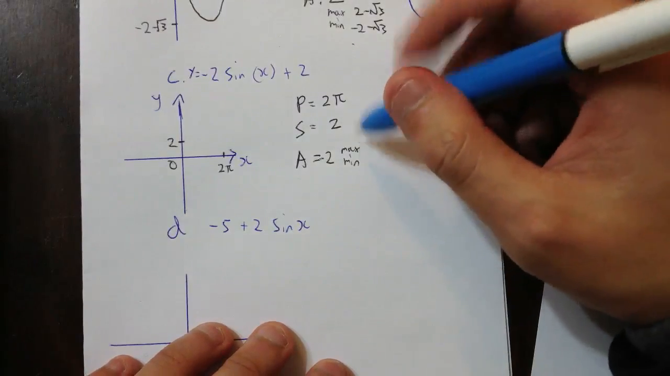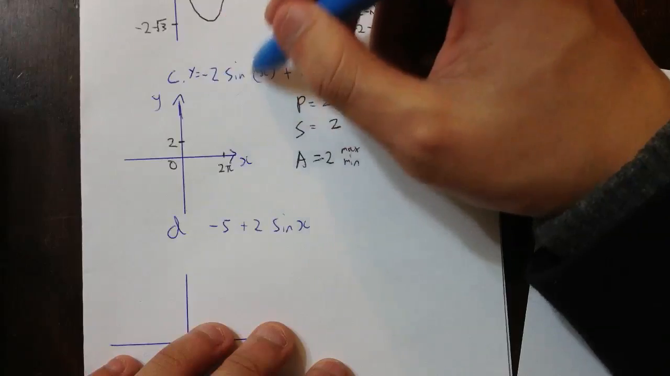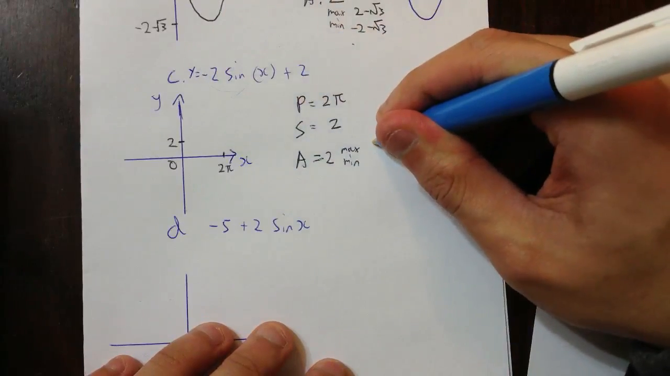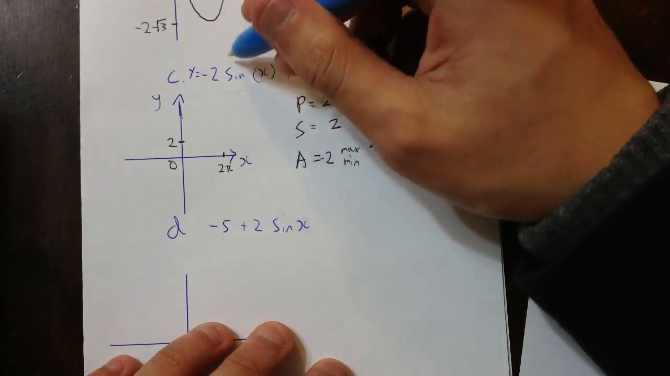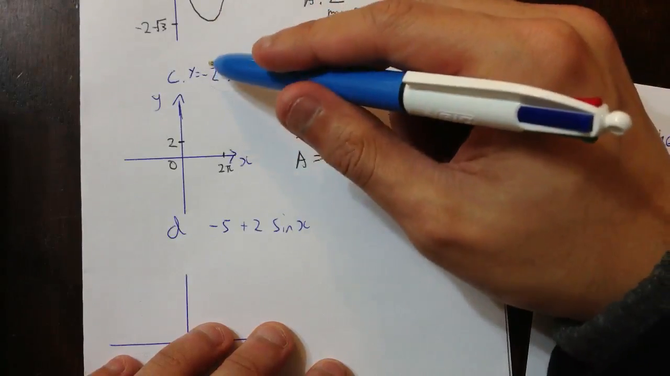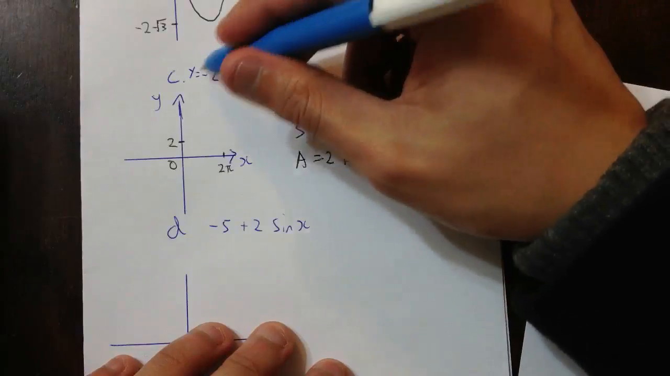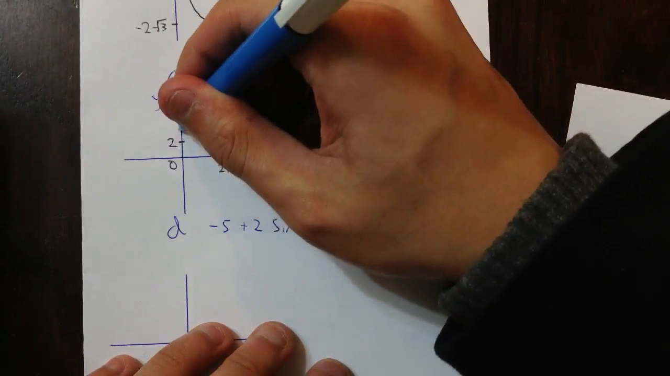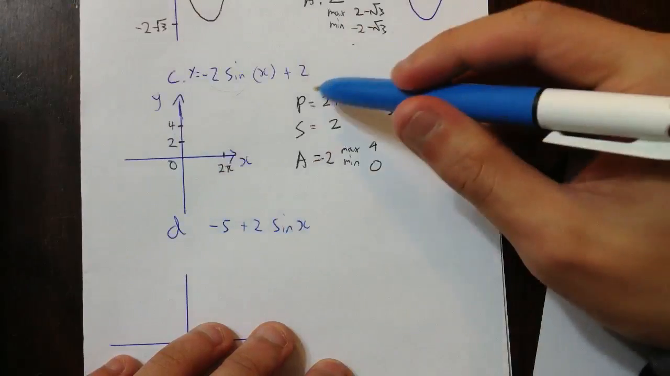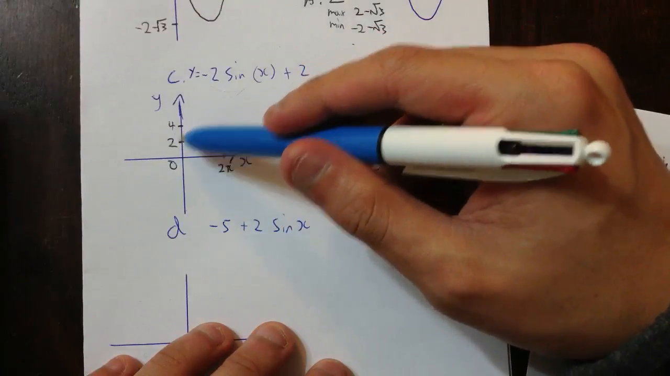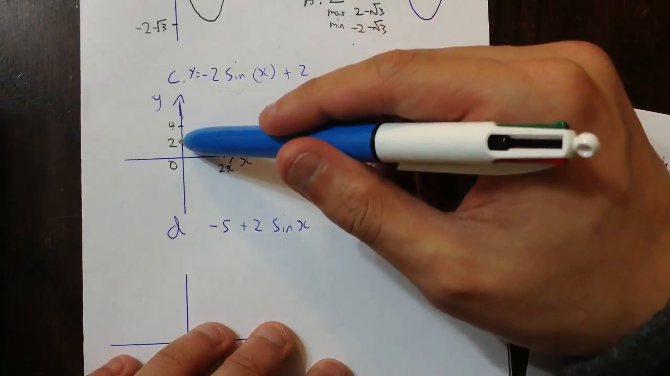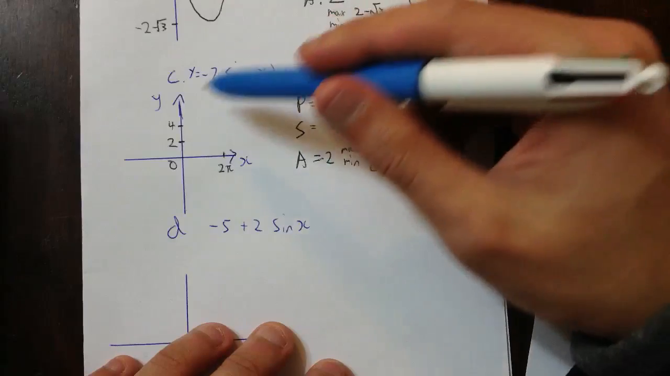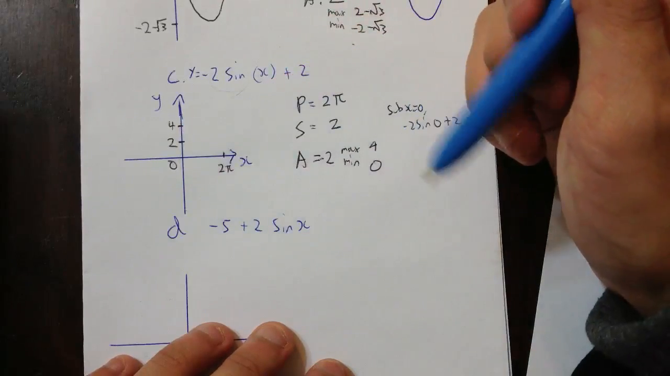So our maximum is when this whole thing becomes positive 2. So that gives us 4. Because remember, sine can go between 1 and minus 1, so that gives us 2 and minus 2. Our minimum is when this is minus 2. That gives us 0. To summarize, we have a graph from 0 to 2 pi, which is 1 full period. It starts at 2, and our max and min are 4 and 0.